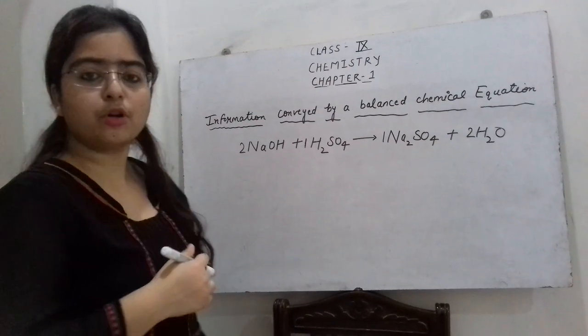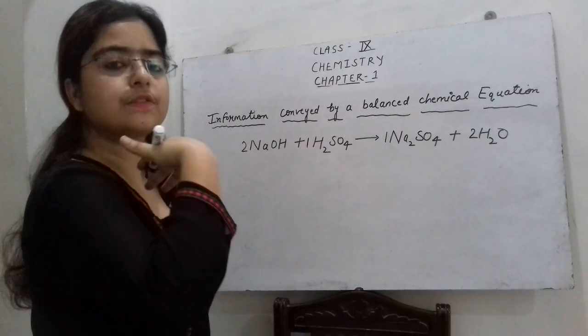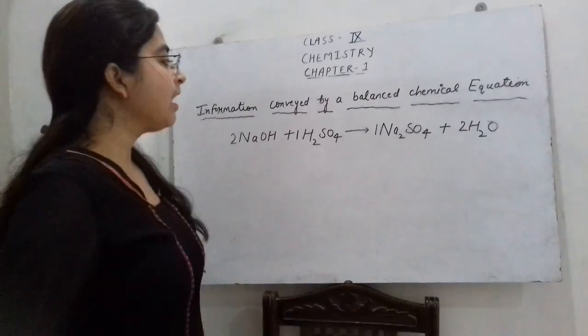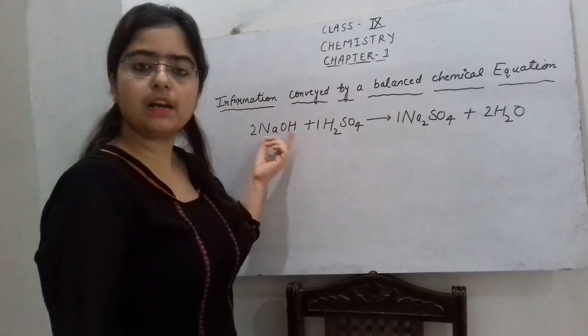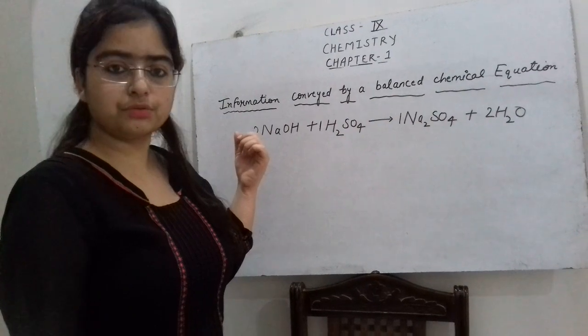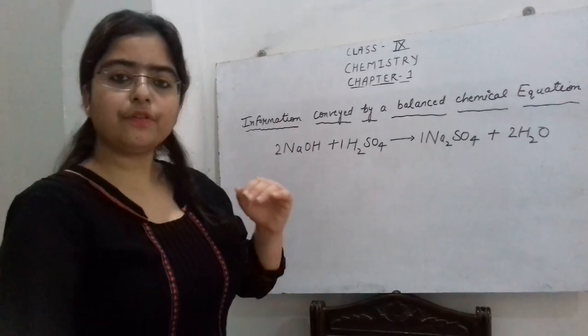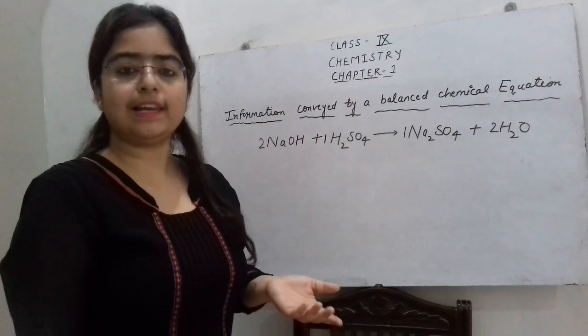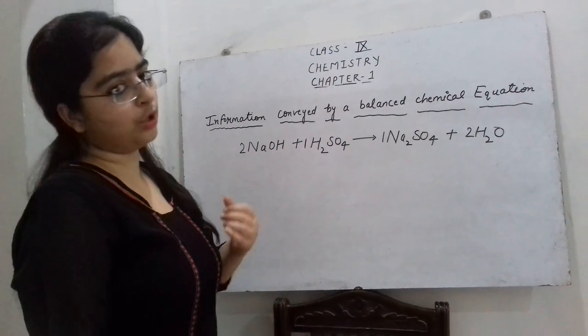Also, a balanced chemical equation tells us about the chemical composition of the respective molecules. This means that for every molecule, whether it is present on the reactant side or formed on the product side, the equation tells us about its chemical composition. Chemical composition of a molecule means the number of atoms of different elements which are present in a particular molecule.